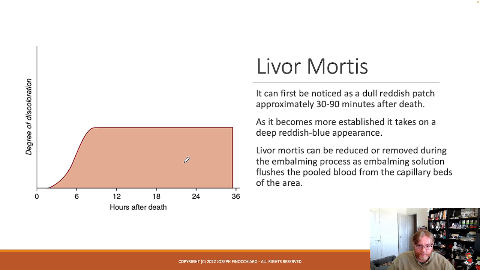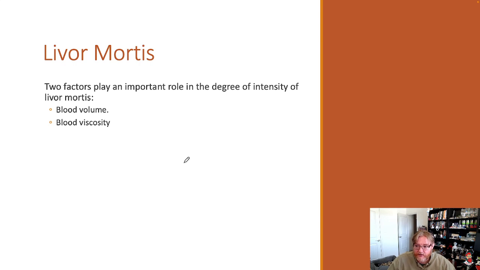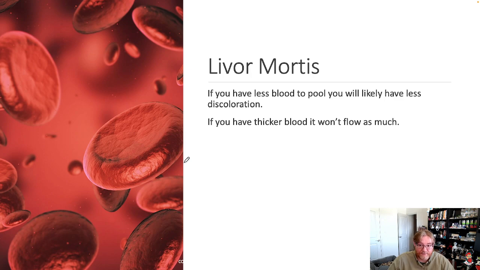Livor mortis can be reduced or removed during the embalming process as embalming solution displaces or flushes the pooled blood from the capillary beds of the area. Two factors play an important role in the degree of intensity of livor mortis: blood volume and blood viscosity. If you have less blood to pool, you're going to have less discoloration, which is why if you have a person that is injured and bleeds out, you're likely not going to have very severe livor mortis or post-mortem discolorations in areas of the body where there's no blood. If you have thicker blood, it won't flow as much, and as a result, it may not pool as quickly or stick to the areas it's already in.